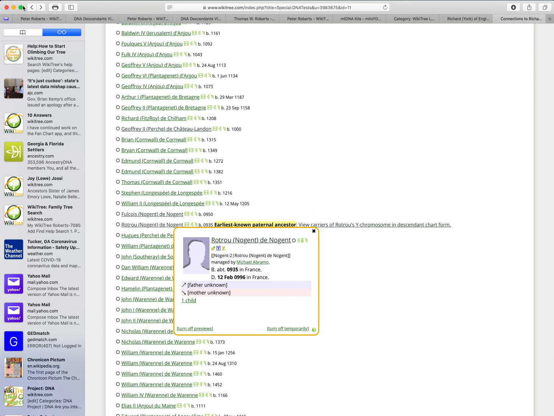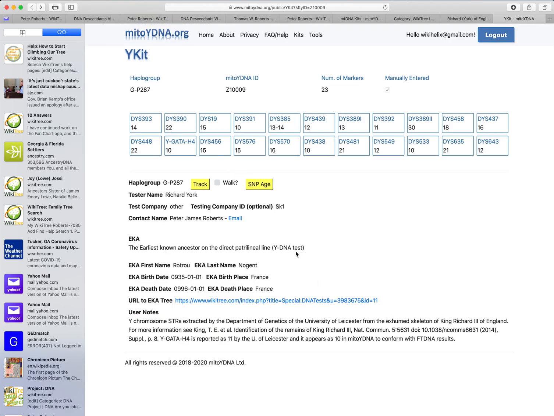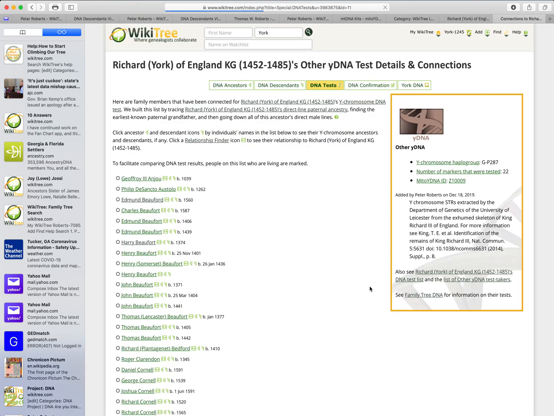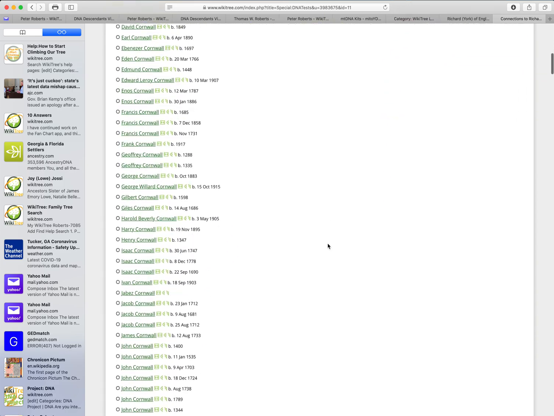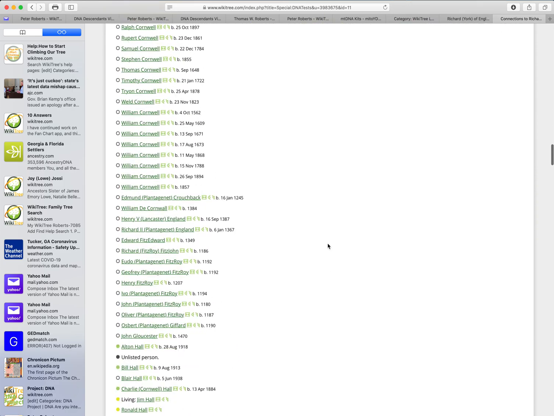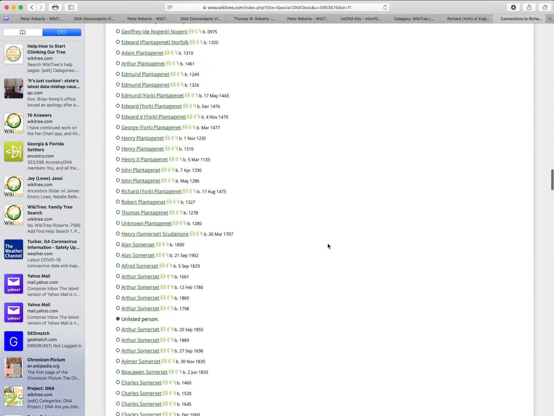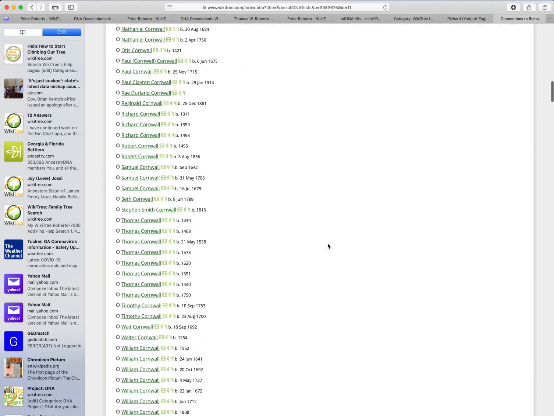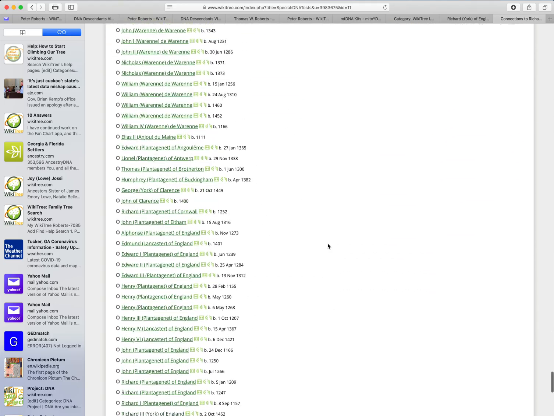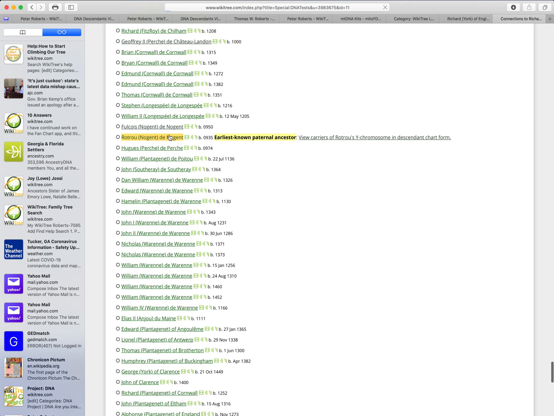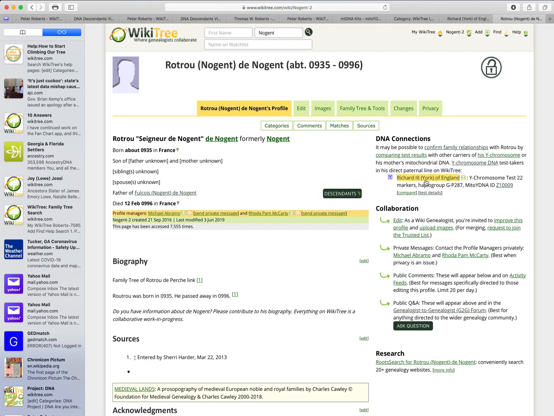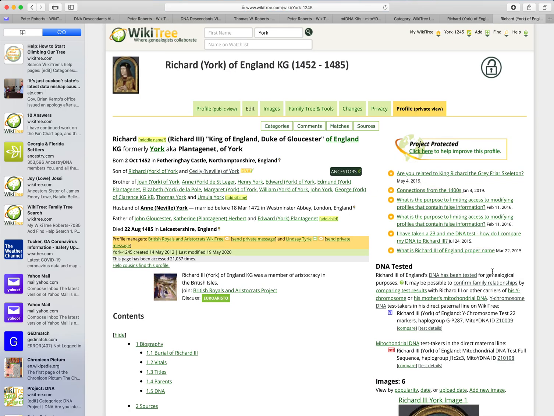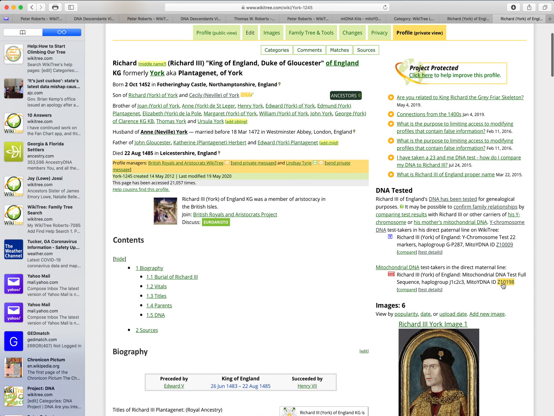And then we can also go back. We can look at that direct female line, that direct male line. Where did he go? Completely lost it. There it is. Okay, anyway, so when we go back to Richard, now I want to look at his mitochondrial DNA.